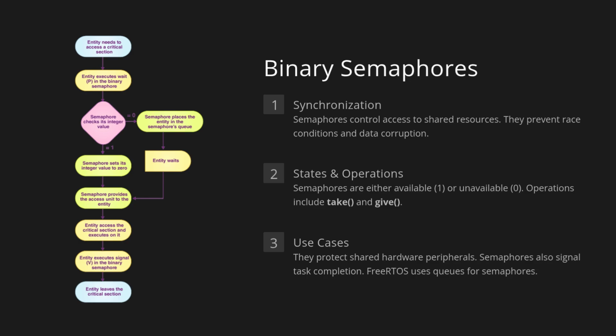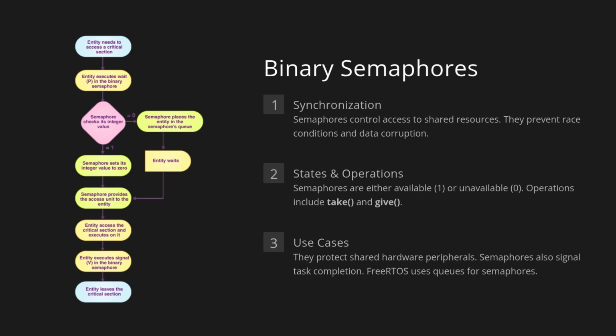And let's talk about binary semaphores, one of the fundamental synchronization tools used in real-time systems. The primary role of a binary semaphore is to control access to a shared resource. Imagine multiple tasks trying to use a printer or a shared variable without synchronization. They might access it at the same time, leading to a race condition or corrupted data. Binary semaphores ensure only one task can have access to the critical section of the code at a time, so everything is predictable and safe.